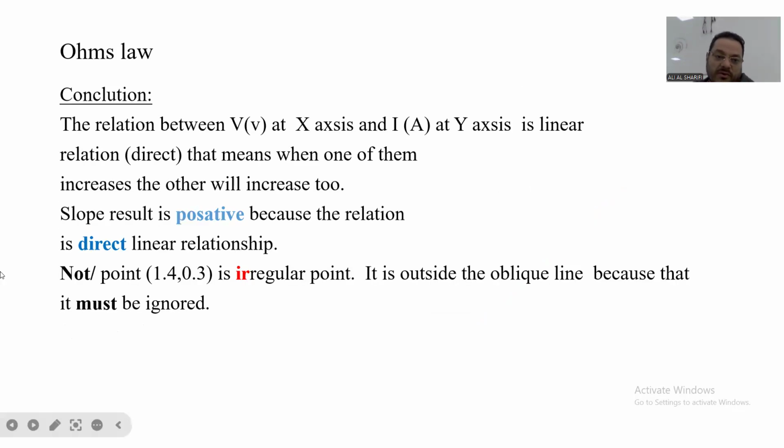That's it. Let's talk about the conclusion, the relation between them. Each one, on its axis, is direct. That means if one of them increases, the other will increase too. The slope is positive because the relation is direct. And the point at this position is a regular point. It is outside the oblique line, so it must be ignored.